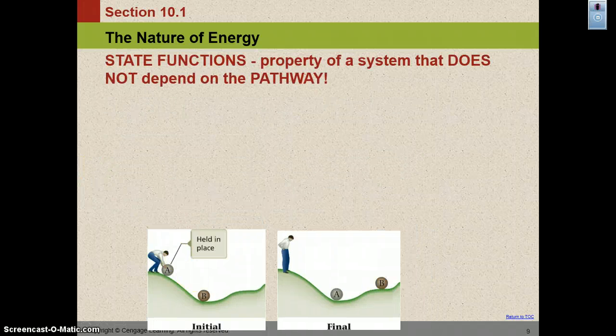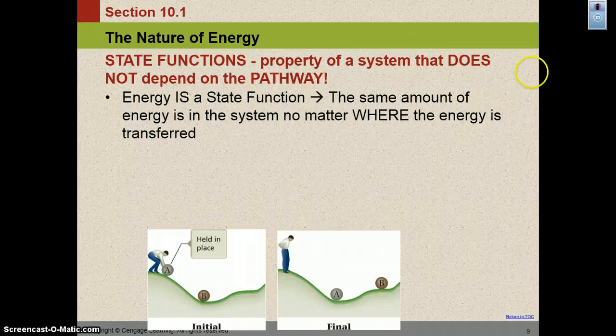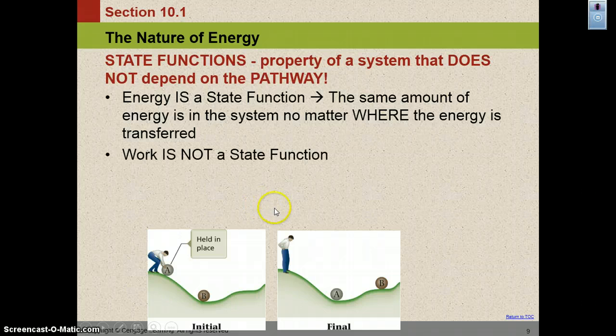Okay, so let's take a look at state functions. A state function is a property of a system that does not depend on the pathway. So energy is a state function. It's the same amount of energy in the system no matter where the energy gets transferred, whether it's a slick slope down here and it's ice and most of the energy is transferred to the ball B, or if this is mud and most of it is absorbed into the pathway itself and very little is transferred to B. The total amount of energy is always the same, so that's a state function.